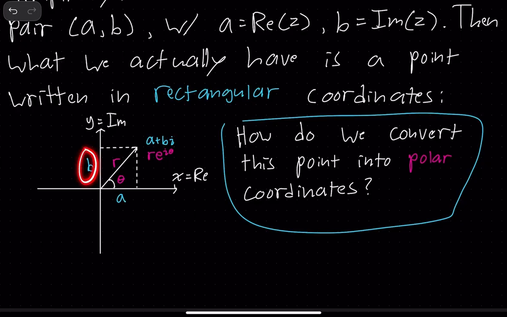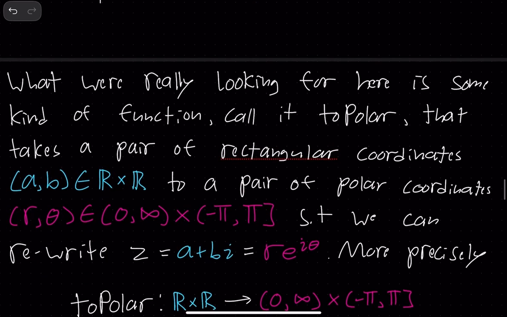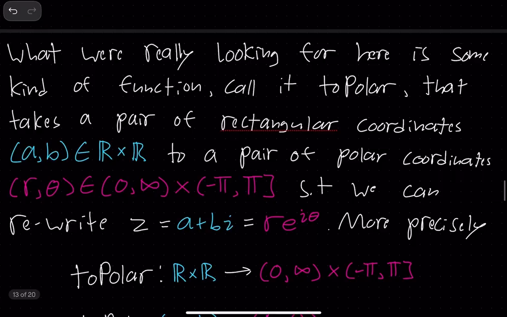Right, so we have a and b, which is just your traditional Cartesian plane x and y coordinates, and we want to figure out how to get it in polar coordinates, so in terms of an angle and a magnitude. So what we're really looking for here is some kind of function. We'll just call it to polar, that takes a pair of rectangular coordinates, a, b, and sends them to a pair of polar coordinates, r, theta. And we restrict theta to be in this range here, just so that we don't have an infinite number of possible solutions.